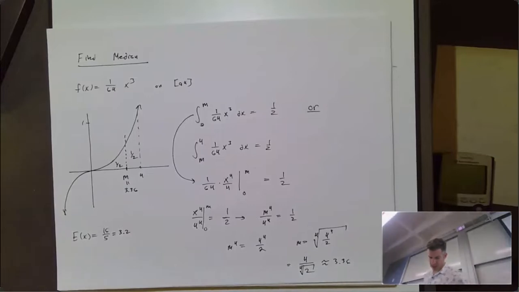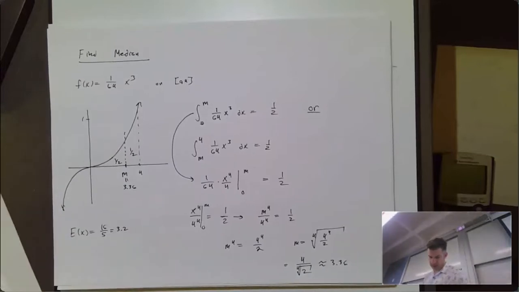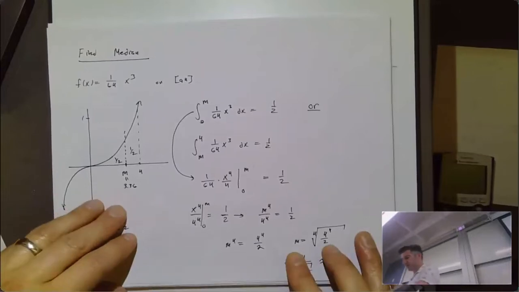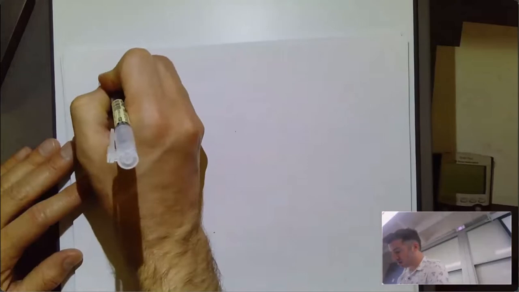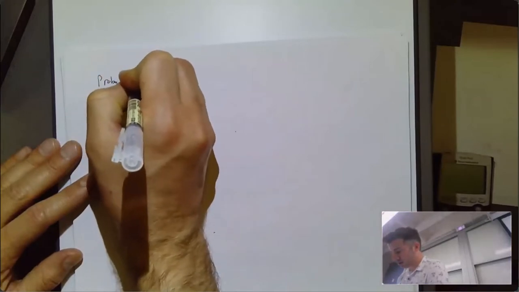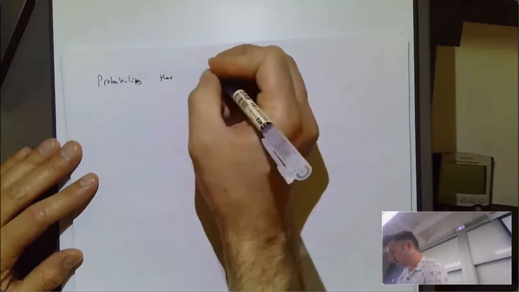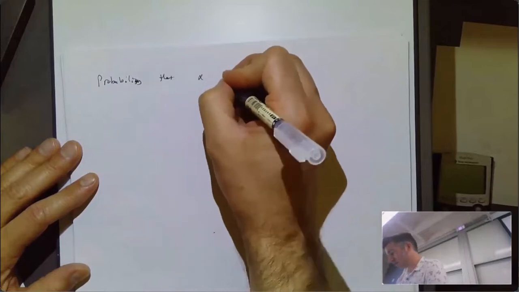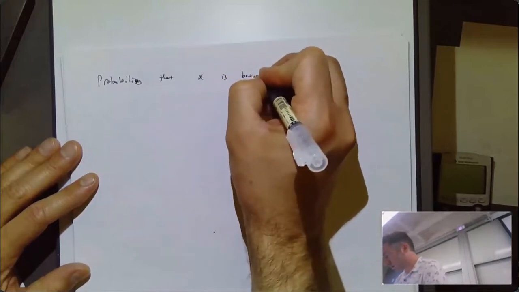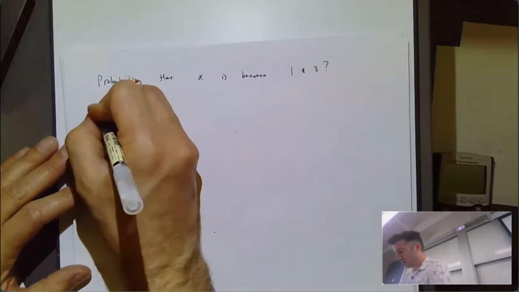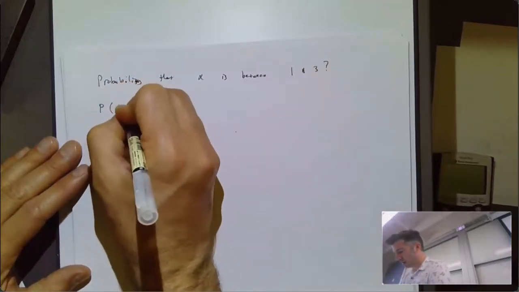Yeah, let's see. Let's look at this. They all seem, I guess the last type of thing we could ask is, what's the probability that X is between 1 and 3? Or written more typically, you find the probability that 1 is less than X is less than 3.